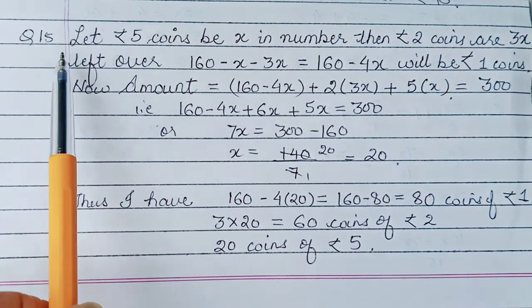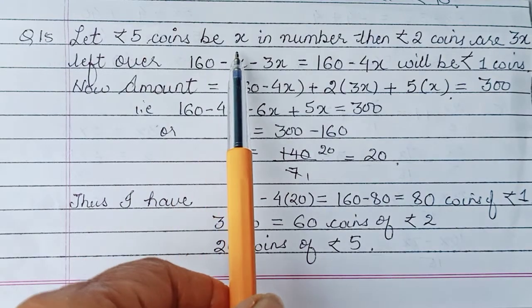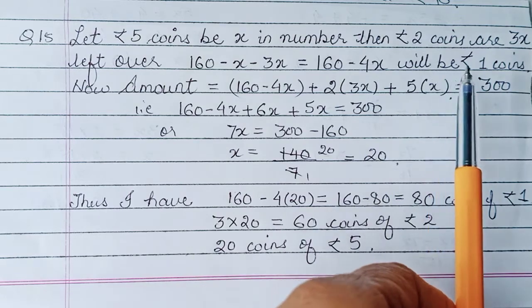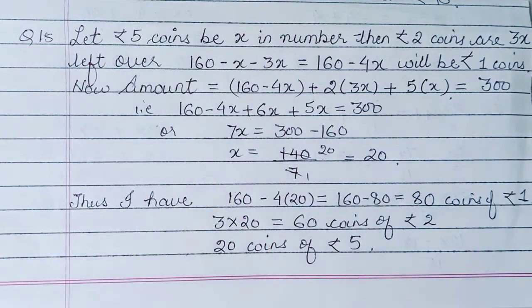Okay, so I have started by assuming let rupees 5 coins be x. Then we were told that rupees 2 coins are 3 times that, so how many rupees 2 coins will there be? 3x. So we've started by rupees 5 coins being x, then rupees 2 coins will become 3x, because that was said in the question that rupees 2 coins are 3 times rupees 5 coins. All right, then in all we had 160 coins.